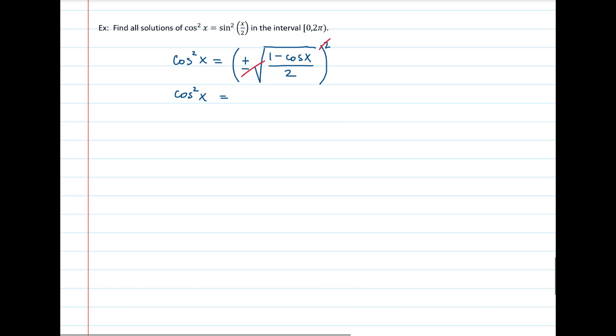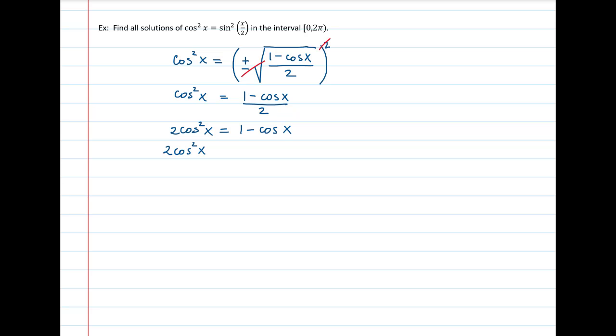All right, so here we have an example of finding all the solutions of the following equation in the interval 0 to 2 pi. We have cosine squared of x equal to sine squared of the half angle x over 2. This will be a good opportunity to use our half angle identity. So sine of a half angle is plus or minus the square root of 1 minus cosine of x over 2. And since we're doing sine squared, we're going to square that whole thing. So we don't have to worry about the plus or minus here, because when you square it, positive or negative, we end up with a positive quantity.